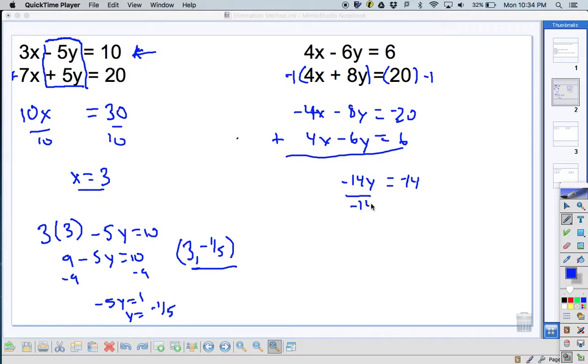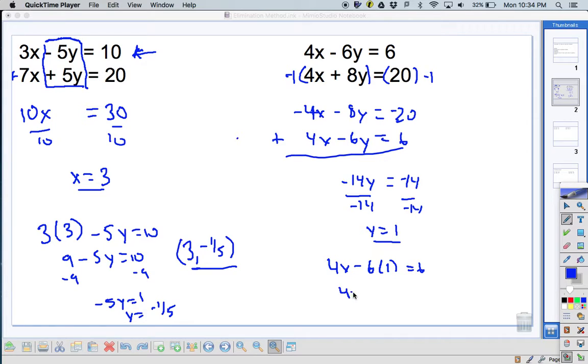Divide both sides by -14. And y ends up being 1. And just like before, once we know y, we can plug it in. You can pick either equation. I'm going to pick the top one. So I got 4x minus 6, and we already found out that y is 1. So 6 times 1 is simply 6.